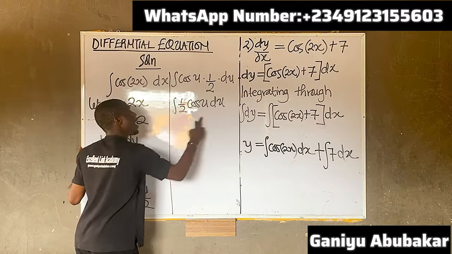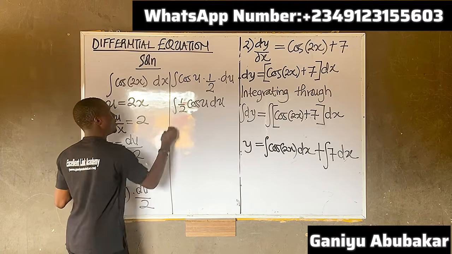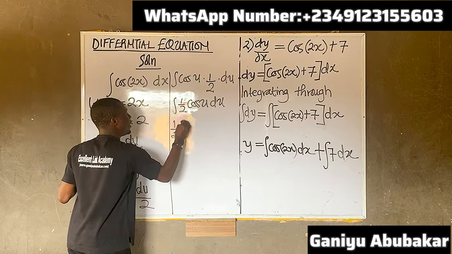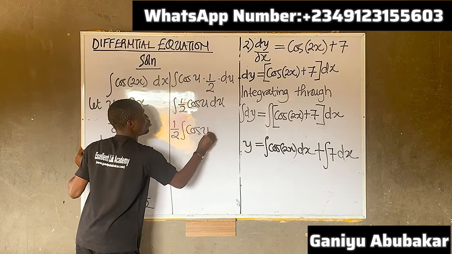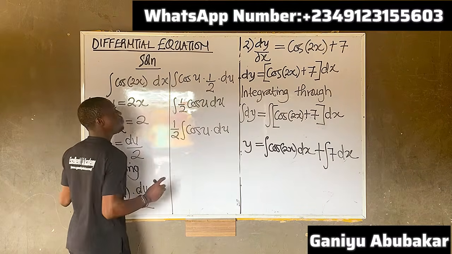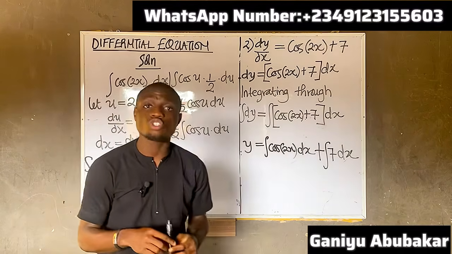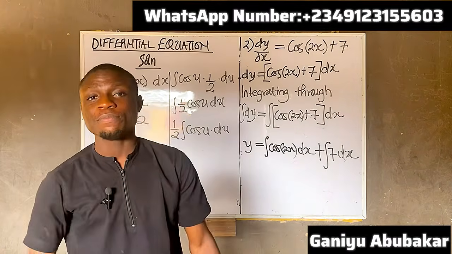To integrate this, I have to bring out this constant term outside. That gives you 1 over 2 integral of cos u du. Please, if I integrate cos u, what will I have as answer?